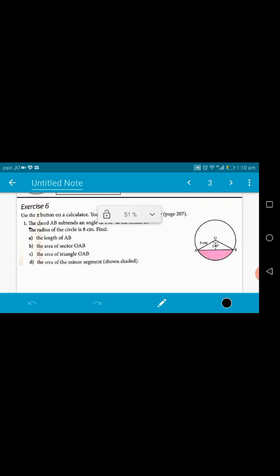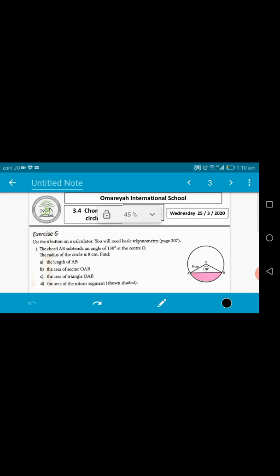This is exercise 6, page 116. Use the pi button on a calculator. You will need basic trigonometry, page 207. This is still unit 6, as we said.